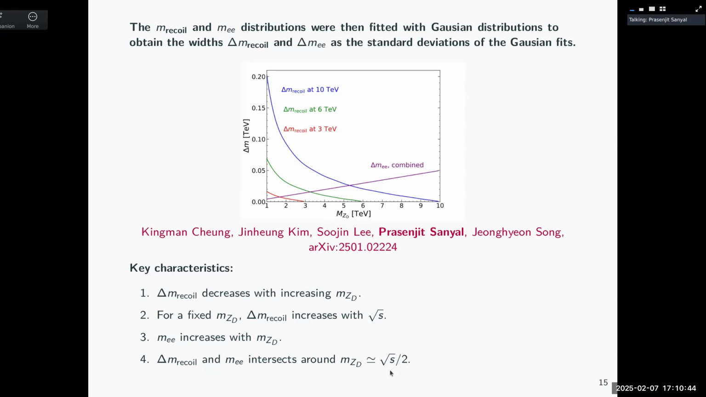By the way, we always have to keep in mind that obtaining the dark Z mass from the recoil mass distribution of the photon is independent of the decay products of dark Z. So this distribution, even though obtained for the EE gamma mode, the same distribution will hold for the inclusive digit mode.